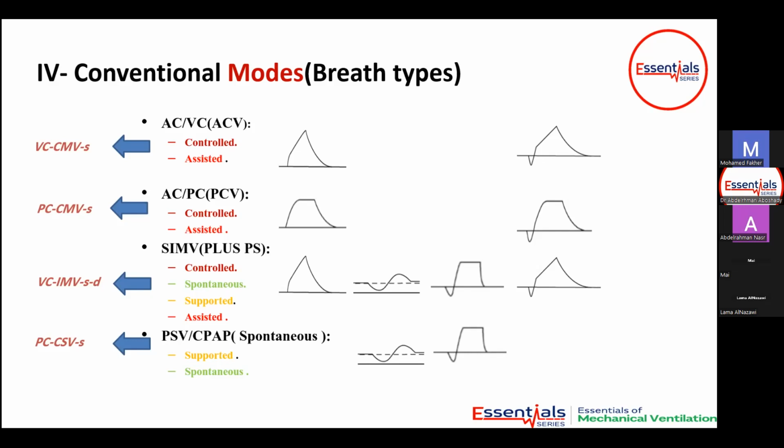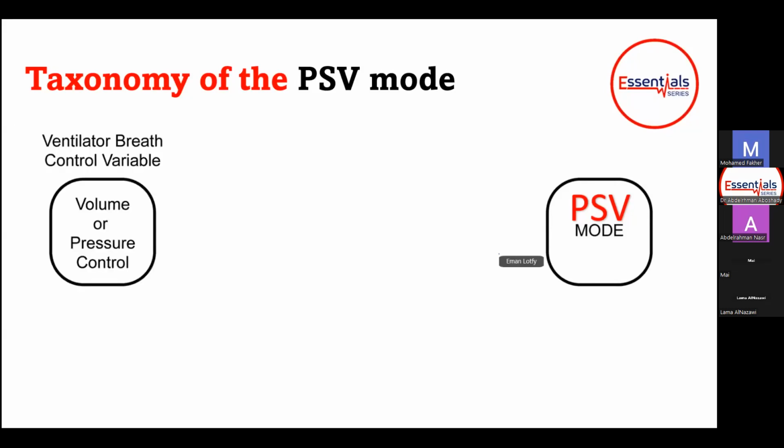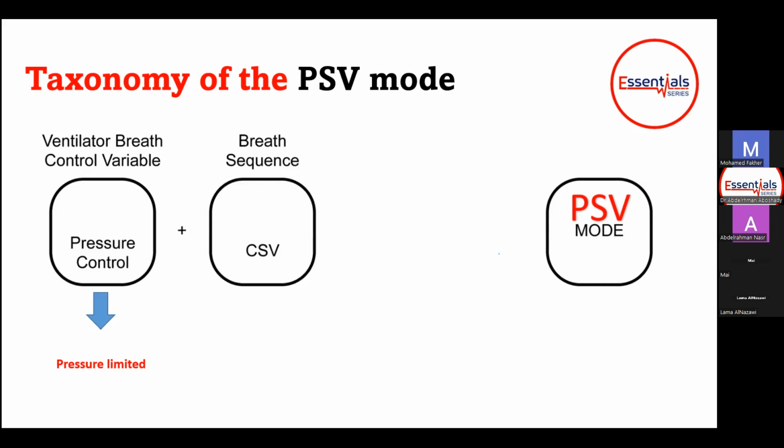Let's talk about the non-conventional mode. Let's talk first, how do we classify the pressure support mode as an example? So pressure support mode, when dealing with a ventilator control variable in pressure support, what do we control? Volume or pressure? Okay, that's right, pressure. So the pressure is the limit, all the breaths are pressure limited. So the control variable is pressure control in the pressure support mode.